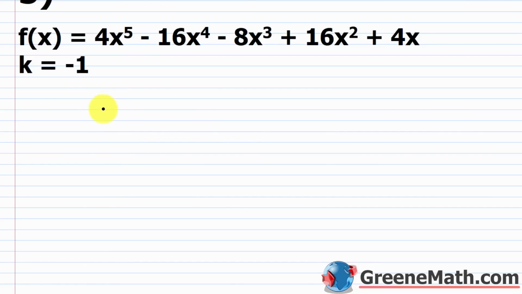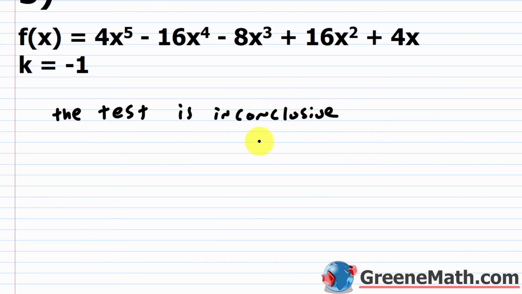So here I'm just going to answer that the test is inconclusive. Inconclusive. Meaning we cannot determine that this guy right here, this -1, is a lower bound, even though it is.